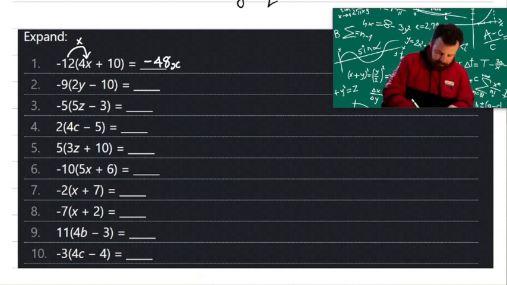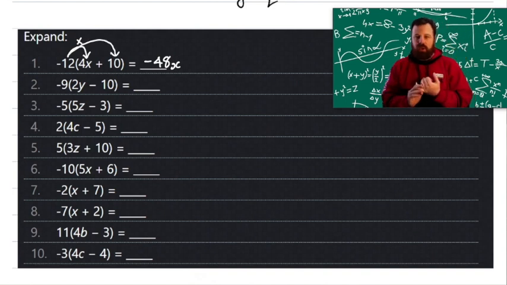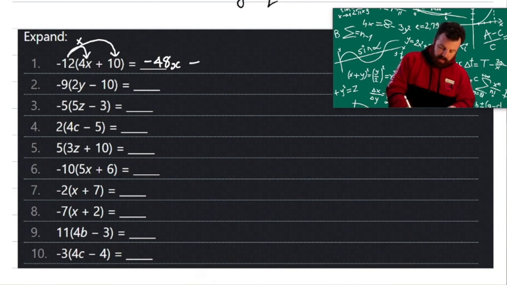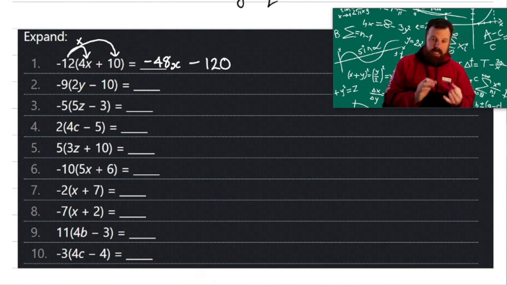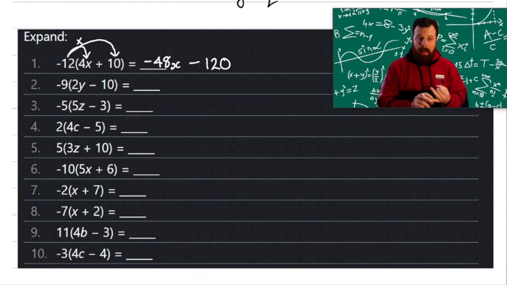We've done that. Now we also need to go negative 12 times positive 10. And remember, a negative times a positive becomes a negative because their signs are different. And 12 tens are 120. So our answer here is negative 48x minus 120. So be careful of multiplying your negatives out.